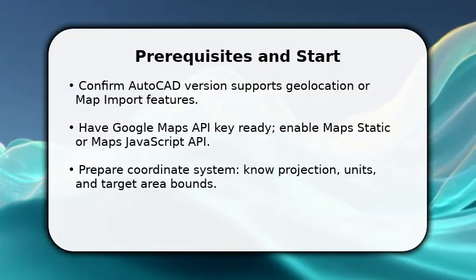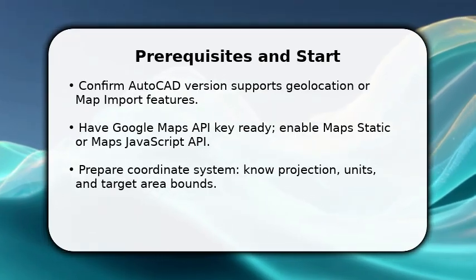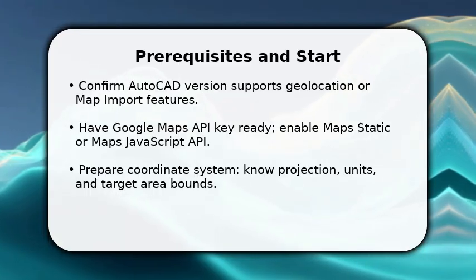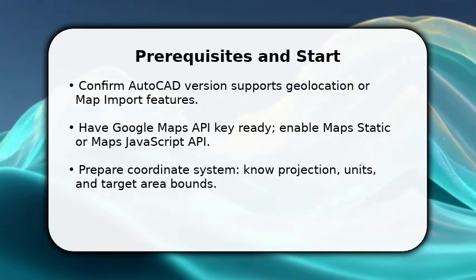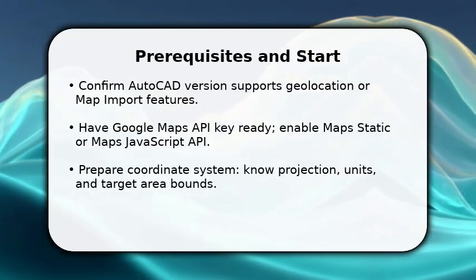You already have AutoCAD open and Essentials ready. Now get the Google Maps API key and confirm your AutoCAD edition supports GIS or image insertion. Once done, set the drawing units and coordinate system to match the map projection. This avoids scale and placement errors.